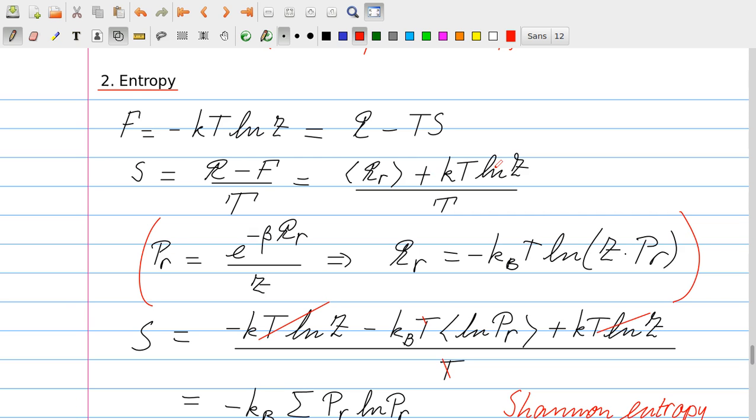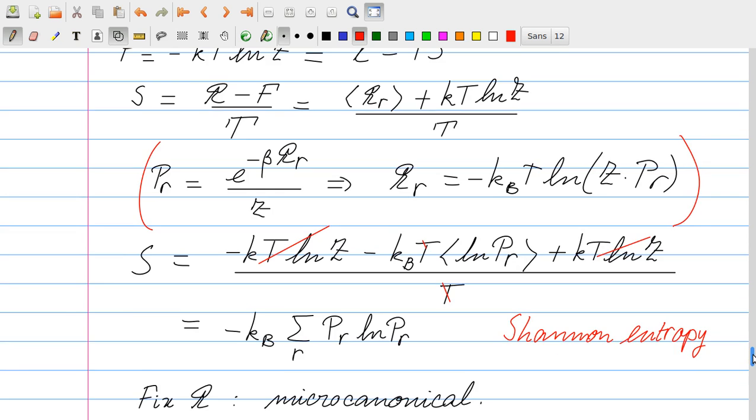And now, just as a reminder, we have that the probability for state R to occur is e to the power minus beta E_R divided by Z, the partition function. And if I invert that relation, I can write E_R as minus k_B T times ln of the product of Z and P_R. And so that's what we are going to put in this expectation value. It's not something which is really obvious to do, but it turns out that it gives us a very nice result, a very nice expression for the entropy.